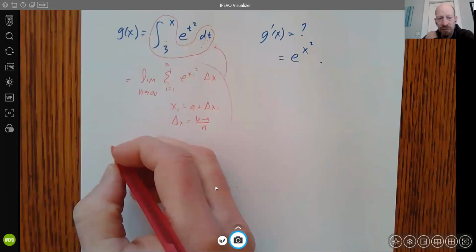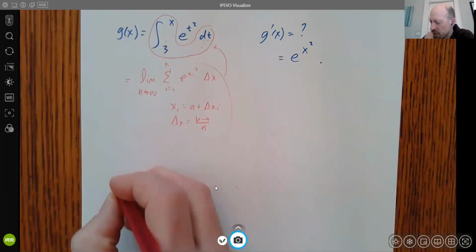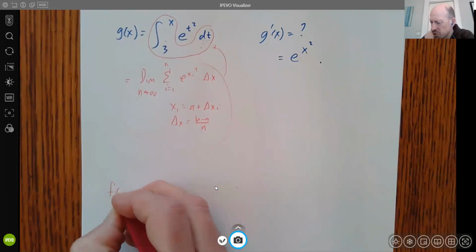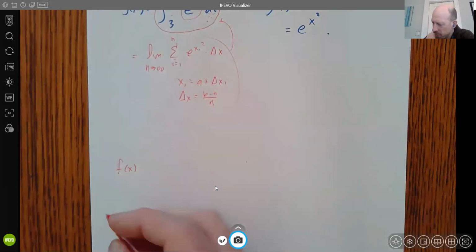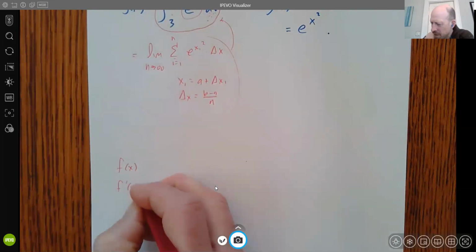So when I think of the functions, right, I think of my original function, I usually call f. And then I think of levels, right? So the derivative of f is f prime.